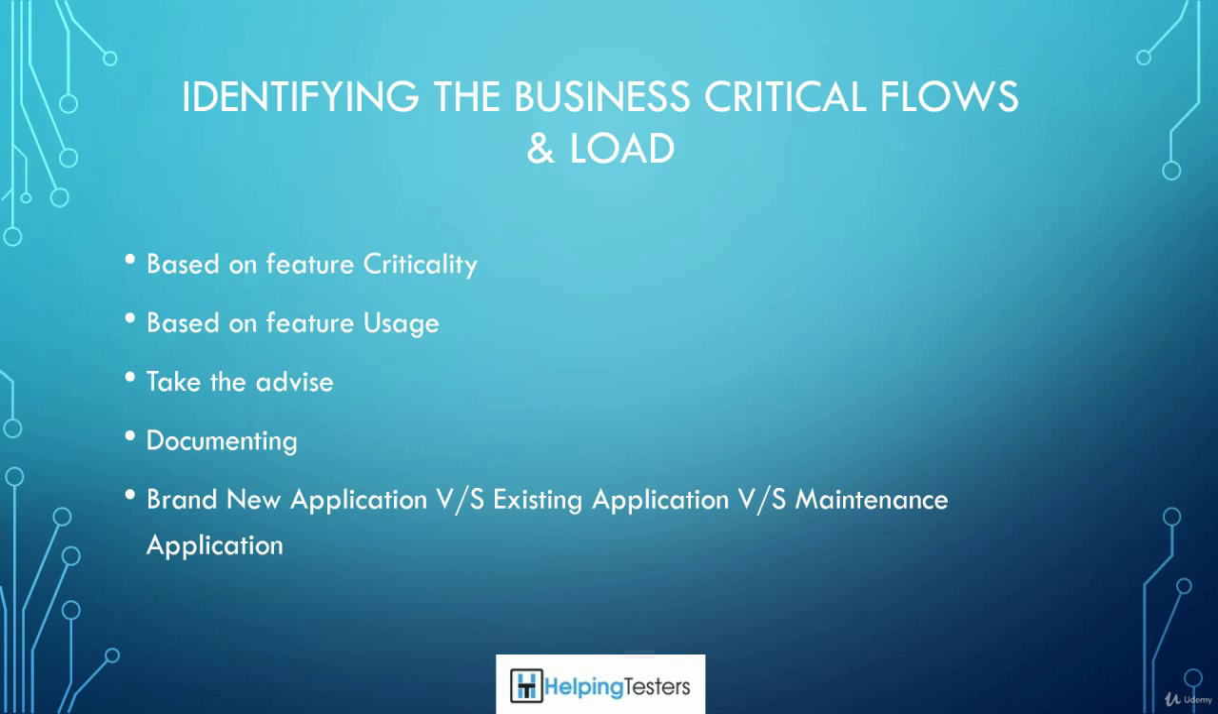So let's look at the various things that we do while we collect the business critical flows. The very first thing is based on feature criticality. Let's say there is a feature for paying for a product. Whenever we select a product, add it to the cart, and pay for the item, if you get any errors, the amount may be deducted. And if the user sees a payment error on his page, he will be in trouble. He may assume that he lost his money, but the product was not confirmed.